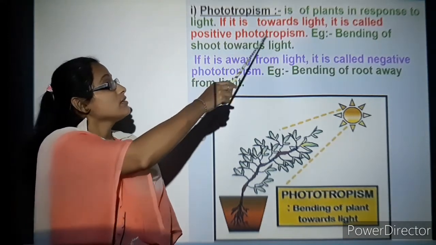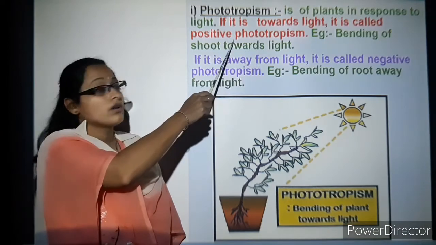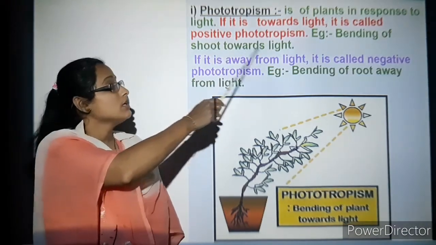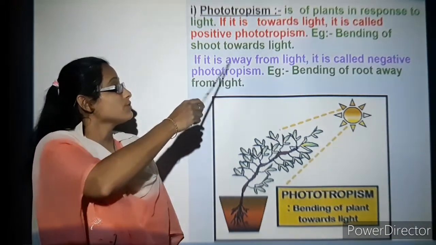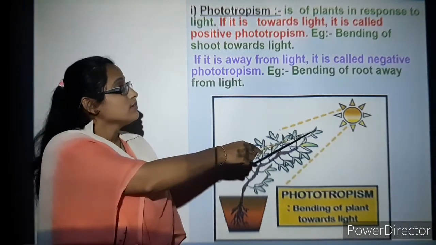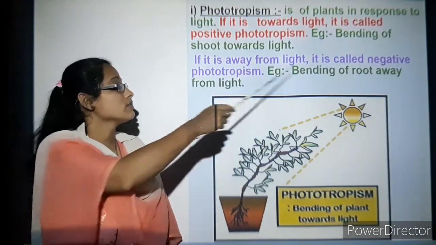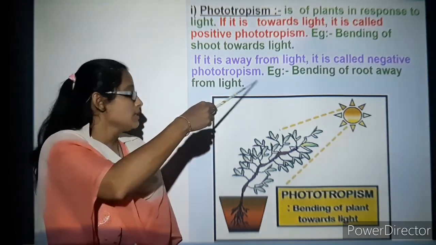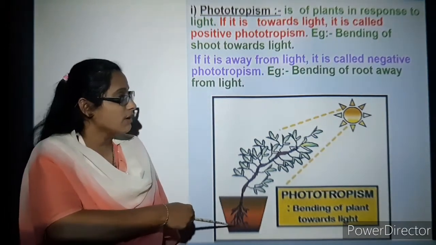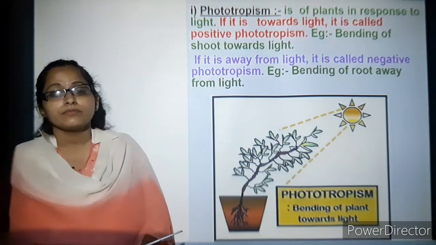So if the plant bends towards the light, it is called positive phototropism. An example is the bending of shoot towards the light, that is sunlight. If it is moving away from the light, it is called negative phototropism, like the roots bending away from the light.